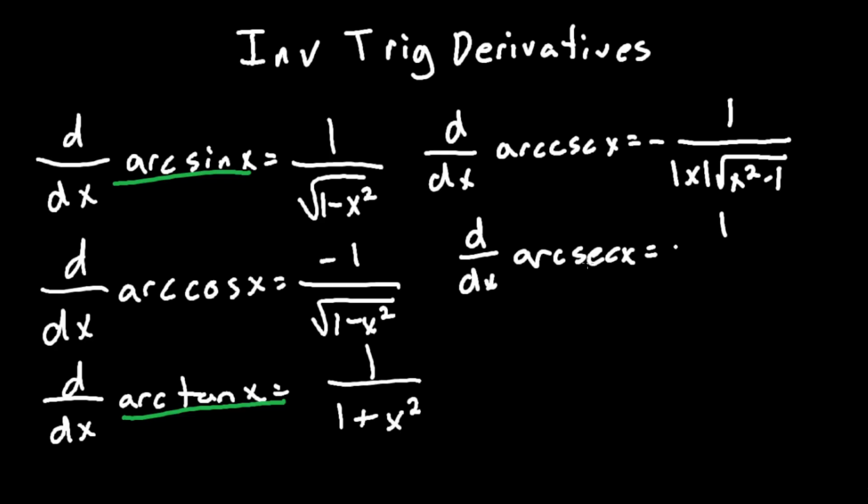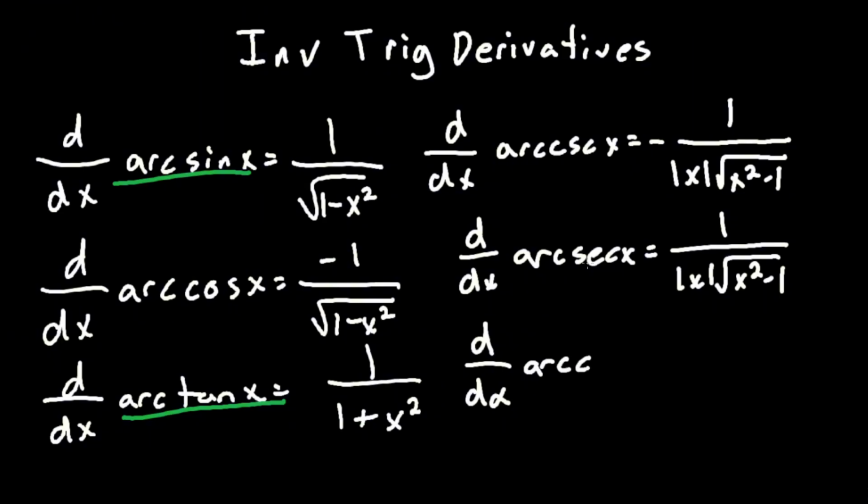The derivative of arc secant is 1 over the absolute value of x times the square root of x squared minus 1. So the derivative of arc cosecant and arc secant, the only difference is the negative. And then the derivative of arc cotangent x is equal to negative 1 over 1 plus x squared. So it's just the negative of arc tangent.